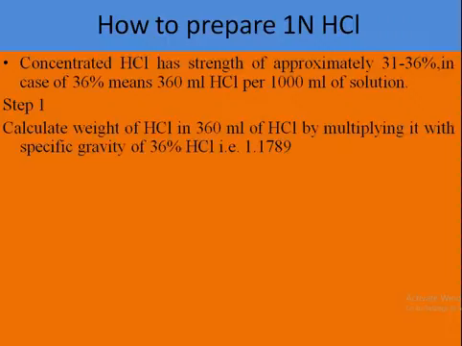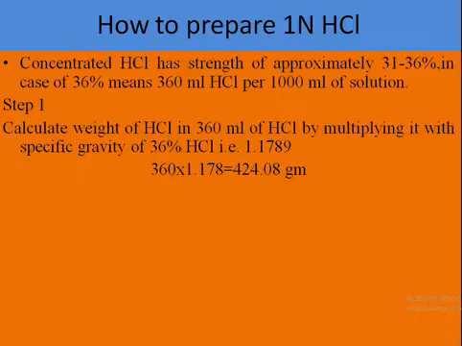Specific gravity varies according to the percent solution. If the solution is 32%, it will vary. So you can check on the bottle of HCl which you are using how much percentage it has and what is the specific gravity of that particular percentage. In this case we are using 36% HCl which has the specific gravity of 1.1789.